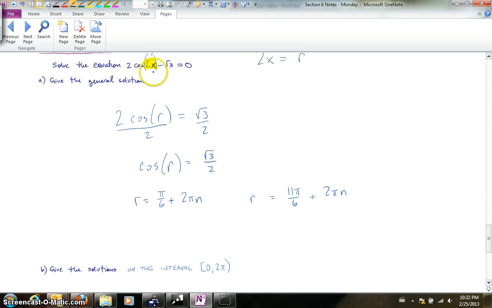Our original equation had an x in it. This answer has an r in it. R was introduced by us, which is important that we get it back out before we fully finish the problem. So I'm going to replace that r back with the 2x. And same thing here.